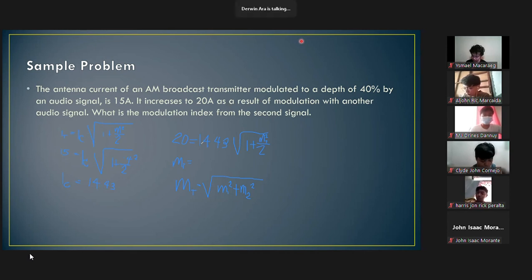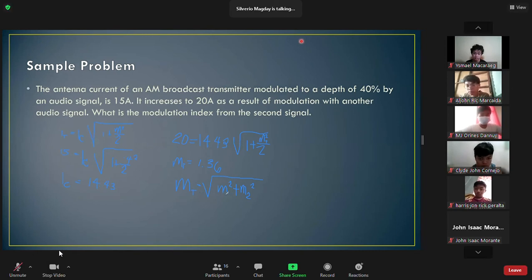Ano yung value dito? Sir, 1.36. So 1.36 given and then you have M1 at 0.4. So ano si M2?